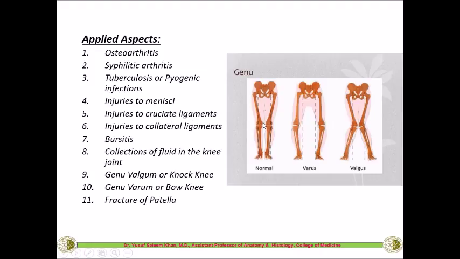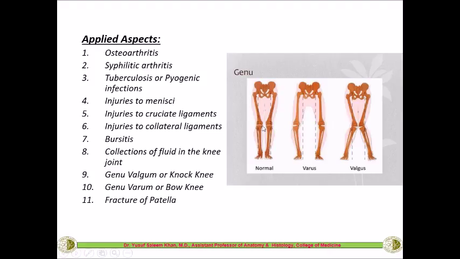Injuries to the cruciate ligament. Again, the cruciate ligaments are present in the knee joint, and whenever there is a displacement of the tibia, I said the cruciate ligaments will be preventing displacement of the tibia over the stabilized femur. If there is any trauma, like a road traffic accident, and there is any dislocation, this is because of the injuries to the cruciate ligaments.